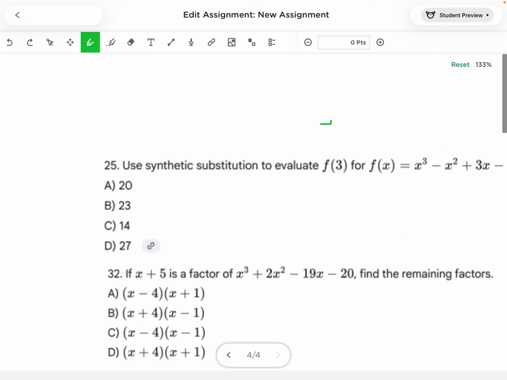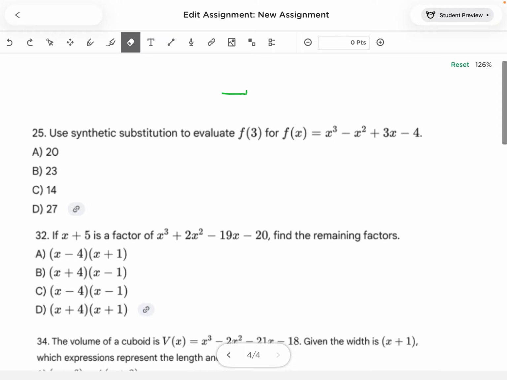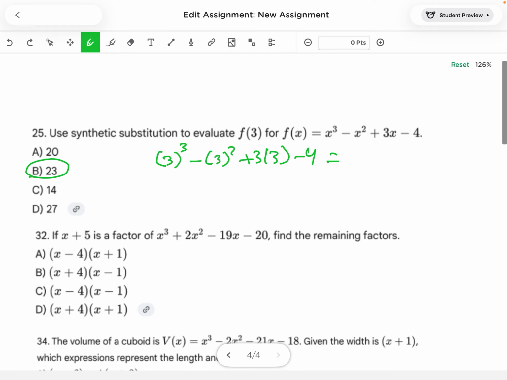Last one, use synthetic substitution. If it is a multiple choice, just replace. 3 to the power 3 minus 3 squared plus 3 times 3 minus 4. Put it all in the calculator. The answer will be 27.